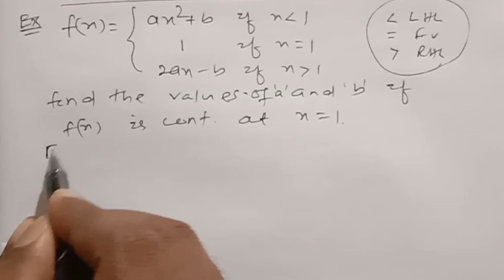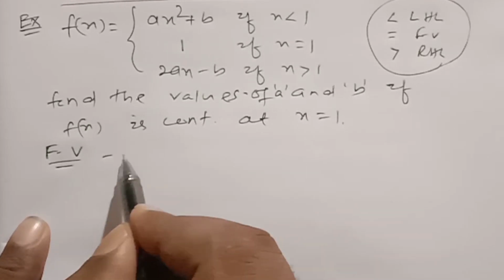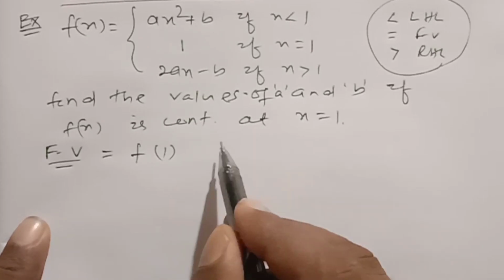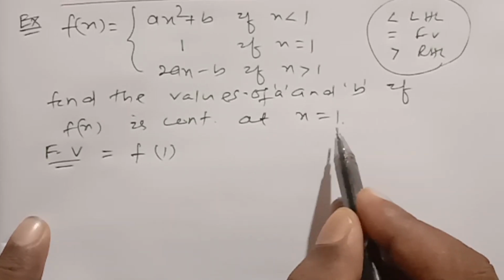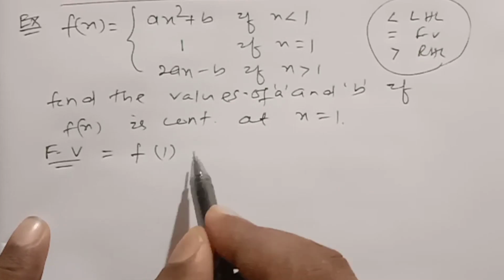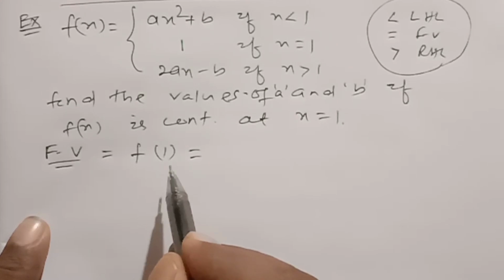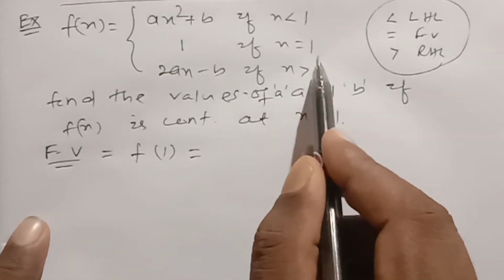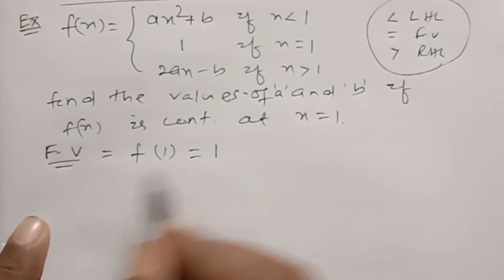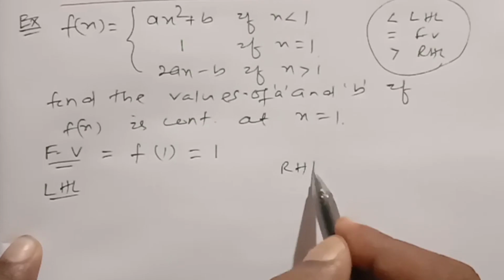So first हम निकालेंगे functional value. Functional value means f of 1, because here the function is continuous at x is equal to 1, the given point is 1. So functional value means at x is equal to 1 means f of 1. So f of 1 means the value of a function when x is equal to 1. When x is equal to 1, the value of the function is 1. This is functional value. Then we have to find LHL एंड RHL.